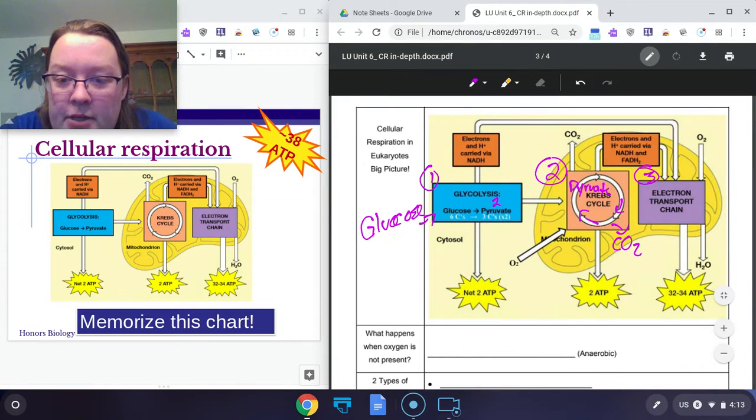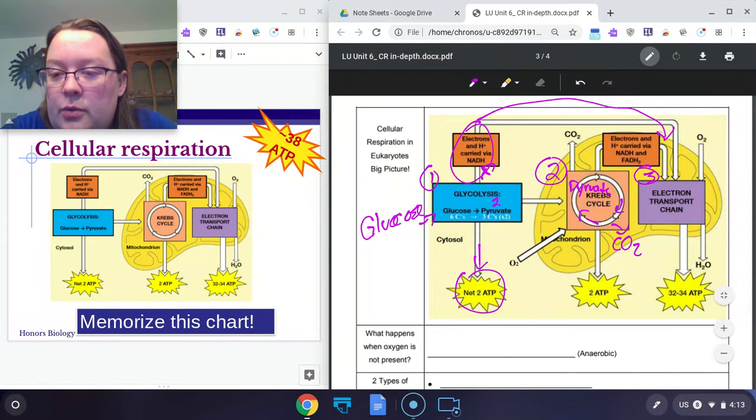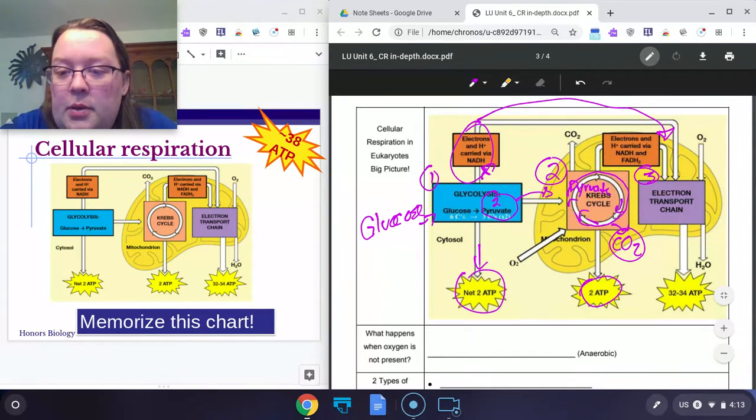That process makes 2 ATP and some electron carriers. These electron carriers are going to move down to step 3. We don't need them until step 3. The 2 pyruvates are going to move to step 2, which is the Krebs cycle. In the Krebs cycle, the pyruvates are broken down. The carbons are chopped off. That releases carbon dioxide and makes 2 ATP as well as electron carriers. Those electron carriers are going to move on to step 3.